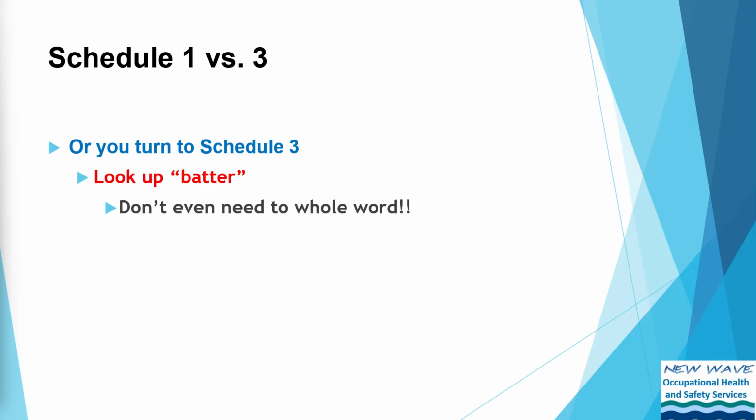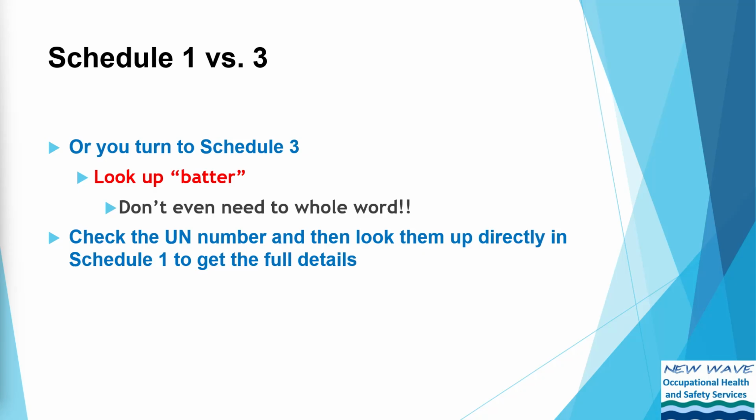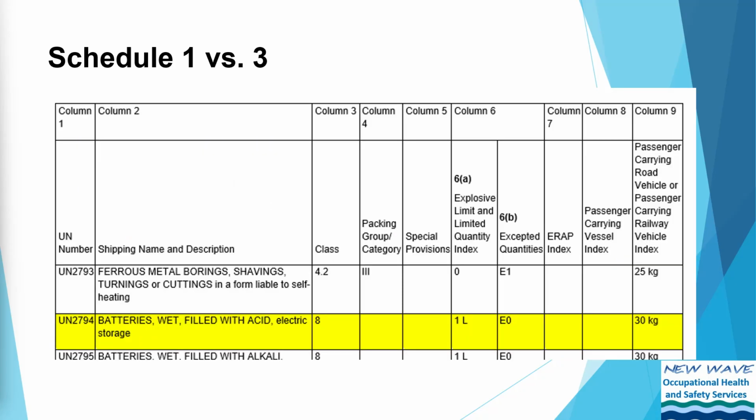Or you turn to Schedule 3 and look up batter. You don't even need the whole word. And there you go. The different types of batteries all in one place. Check the UN number, and then look the car battery up directly in Schedule 1 to get the full details. And there we go in Schedule 1, batteries, UN number 2794, and all of the details that we want.